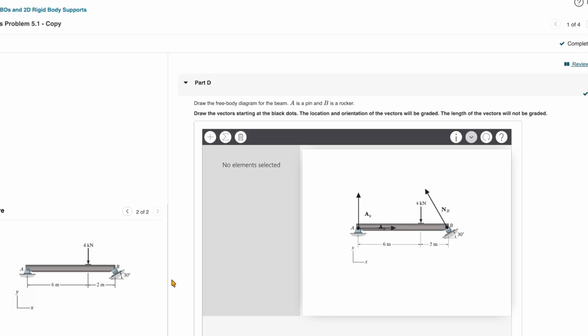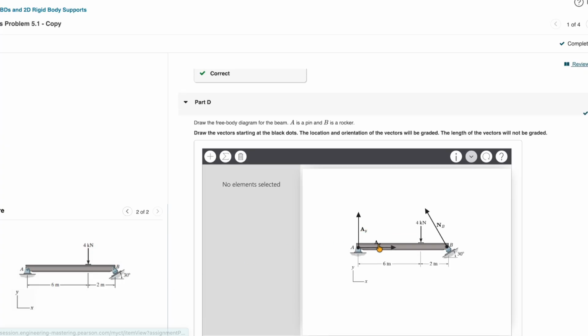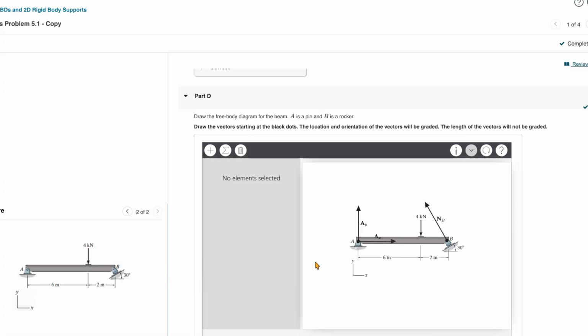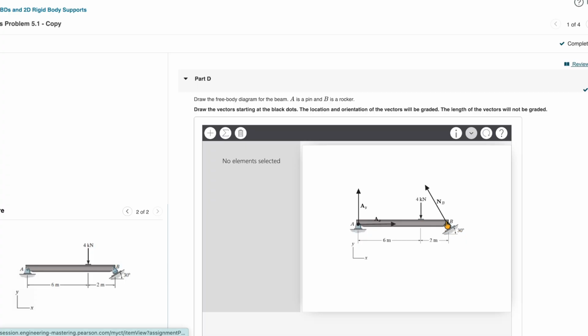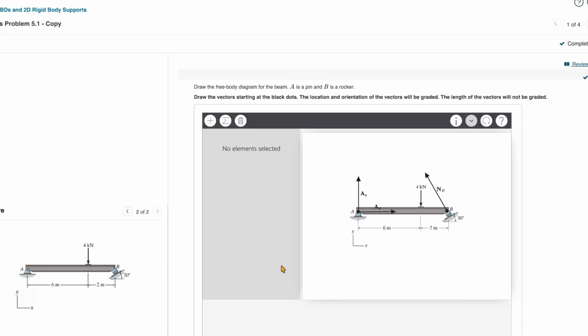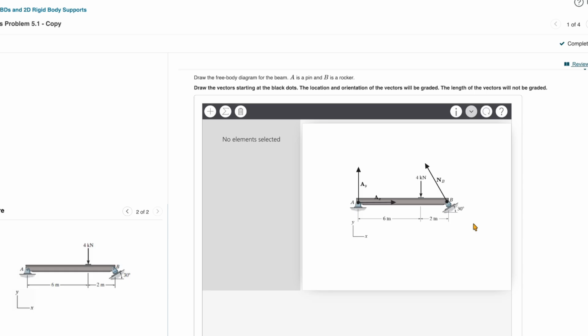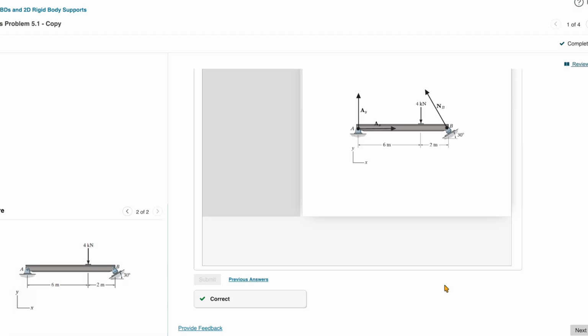Part D shows you what I'm talking about, AX and AY on this side, because it's the pin. It's not going to move to the right, nor is it going to move up. But at point B, you have that normal force, right? Nothing is preventing it moving this way in the X direction or the Y direction. But it is preventing it from going down into that surface, and so that force is pointing perpendicular from that 30-degree slope, right? And just make sure when you do your normal vectors to have your normal always perpendicular to that surface. It'll mark it incorrect otherwise.